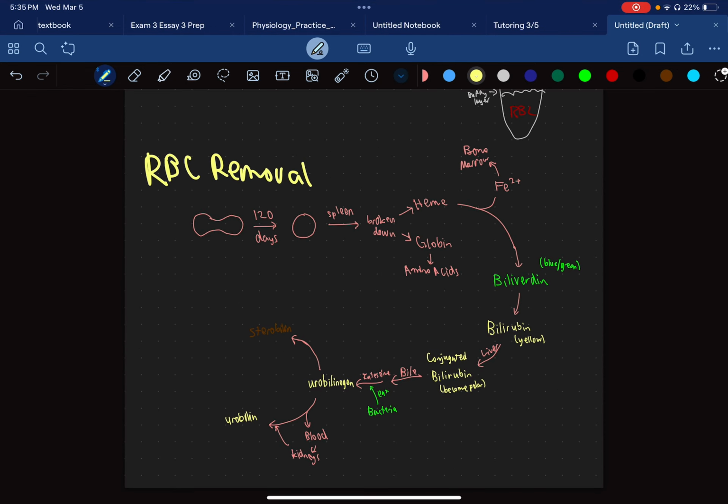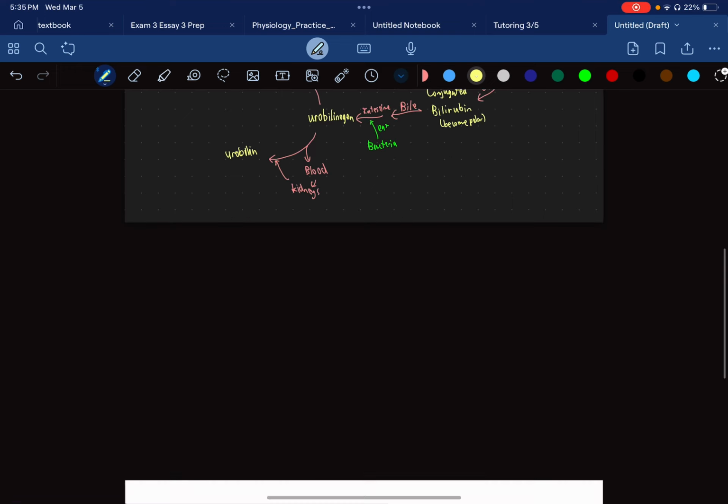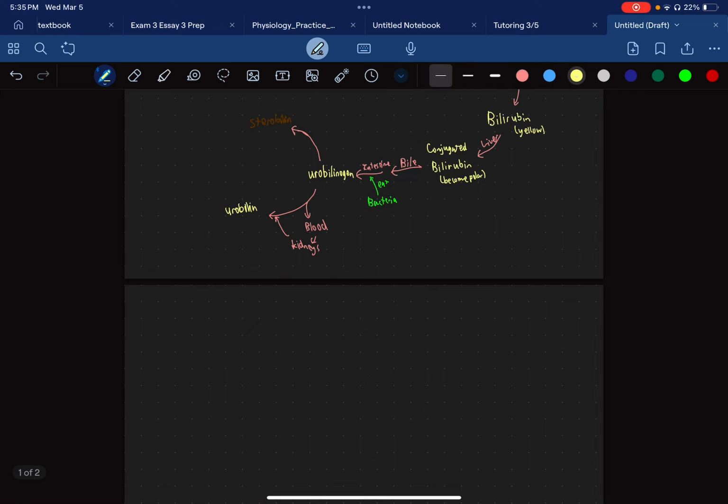They have a bunch of different uses, but we have to get rid of that biliverdin because it is harmful, and if we're not able to get rid of it, that can be a problem. So next, let's talk about hemostasis.